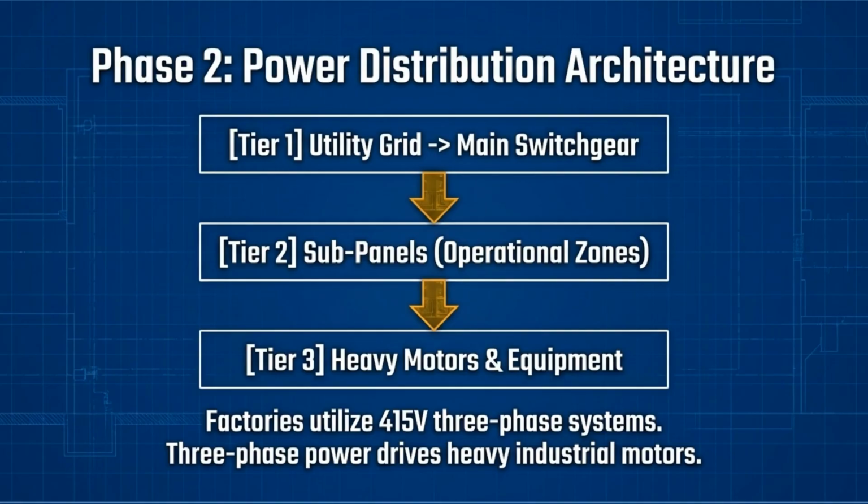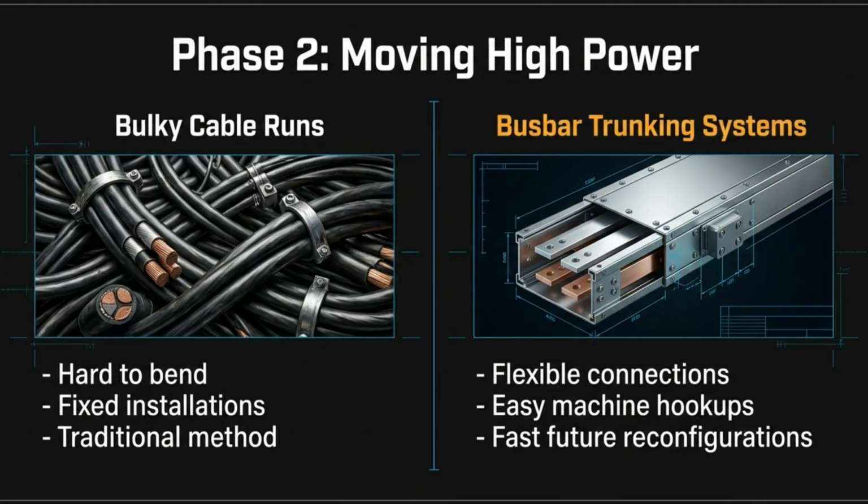Phase 2 focuses on power distribution architecture. Power flows from the utility grid to the main switchgear, then to sub-panels for operational zones, and finally to heavy motors and equipment, often utilizing 415 volts 3-phase systems. For high power, busbar trunking systems offer advantages over bulky cable runs. Busbars allow for flexible connections, easy machine hookups, and fast future reconfigurations.